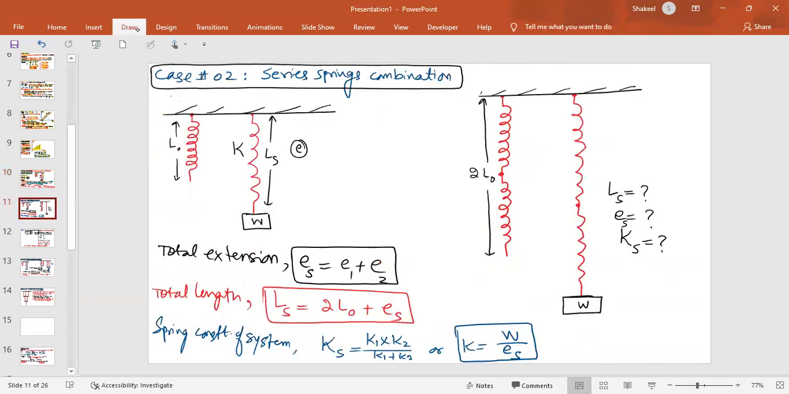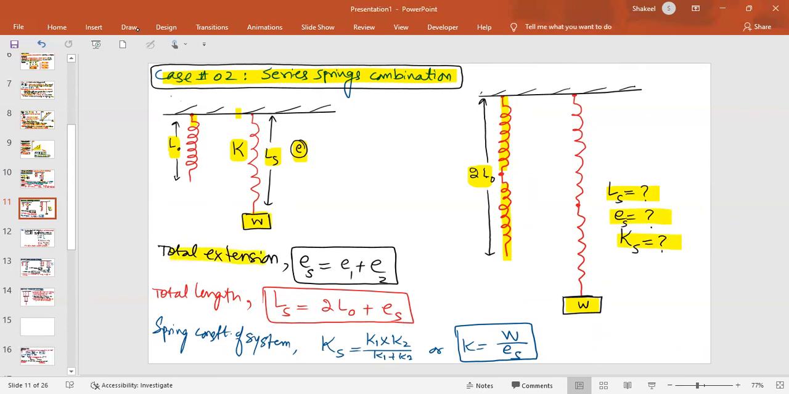Okay, let's move forward to case 2, which is the series spring combination. Let's say this is the arrangement in which the single spring had spring constant K and extension E. And now two of the same type of springs are connected in series, end to end. Their original unstretched length is 2L naught. When you hang the same load W as with the single spring, you have to find the new stretched length, or the total length. You have to find the total extension and the spring constant for the series combination.